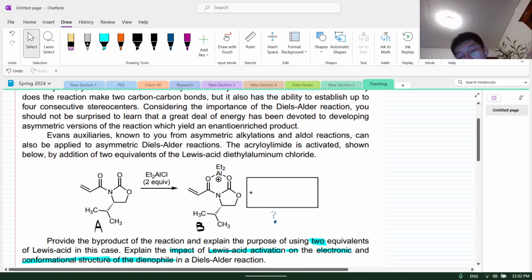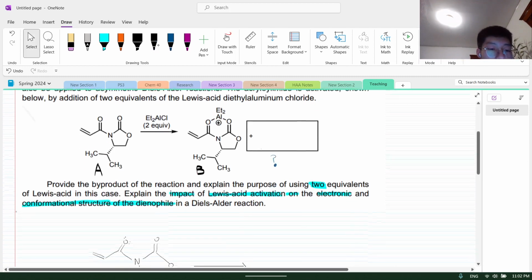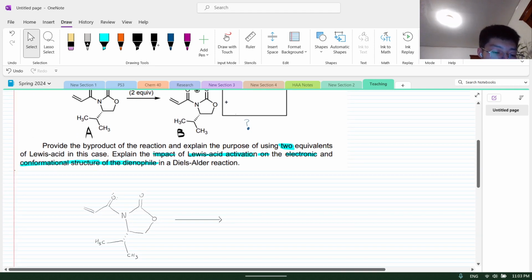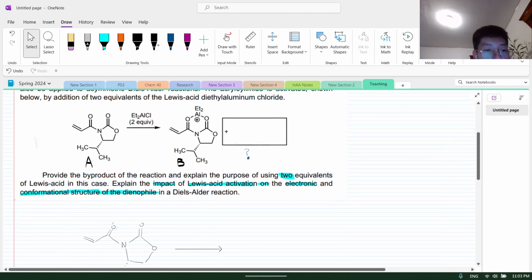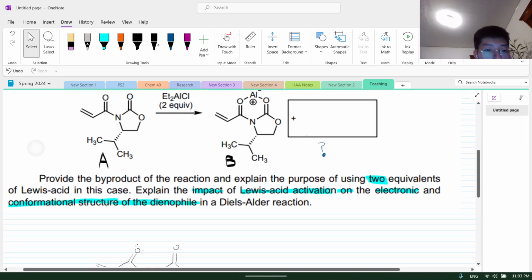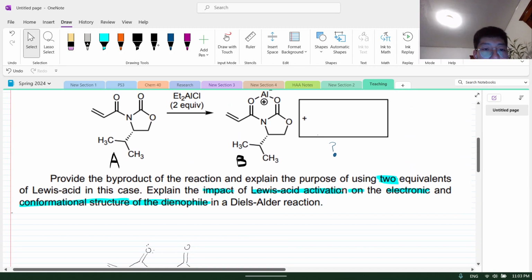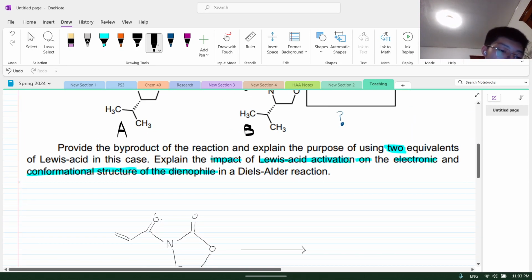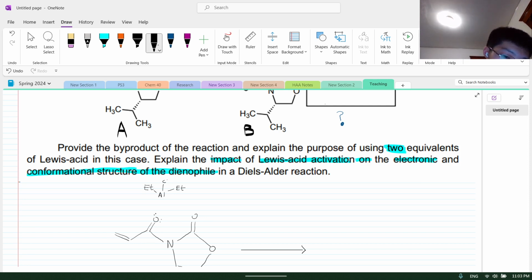Okay, so how should we approach this problem? Where do we even start? Well, for me, I usually like to redraw the molecule so I get a better sense of what's going on and just model what's going on in this reaction sequence. So we can start by seeing what happens to this molecule if we add in just one equivalent of our Lewis acid.